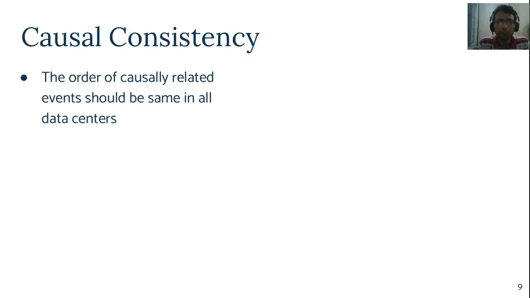In this work, we'll focus on a specific level of consistency called causal consistency, which essentially means that the order of causally related events should be the same in all data centers.